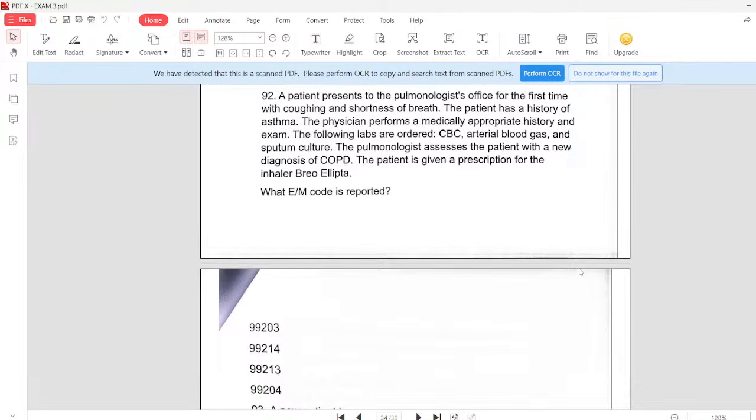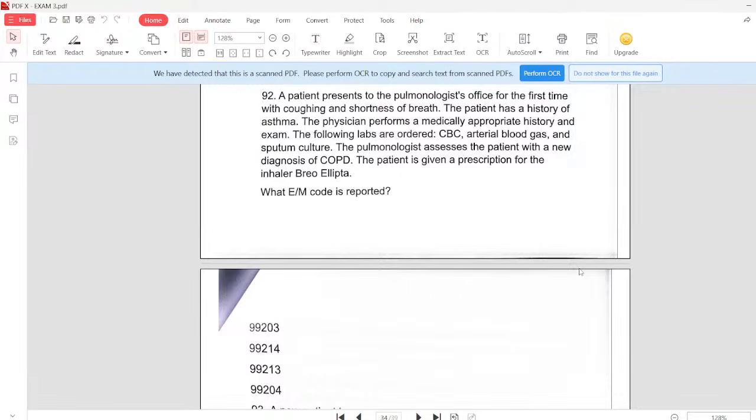Actually, the patient presents to the pulmonologist's office for the first time. First time means it becomes a new patient, right? Clearly, they have mentioned it is his first time visit, so it will become a new patient. And then the next, they have mentioned the patient has coughing and shortness of breath, history of asthma.